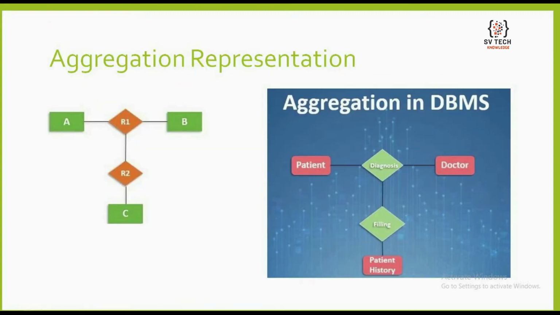Here I have given a diagrammatic representation of aggregation. Here A and B are two entities having relationship R. So this relationship R1 has a relationship with C, that is R2. So this is a relationship among the relationships, called aggregation. Here we can take another example. Patient and doctor have a relationship with the filling. Okay, like this we can represent aggregation.